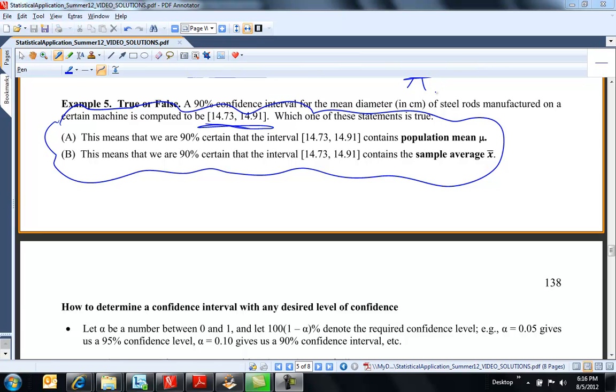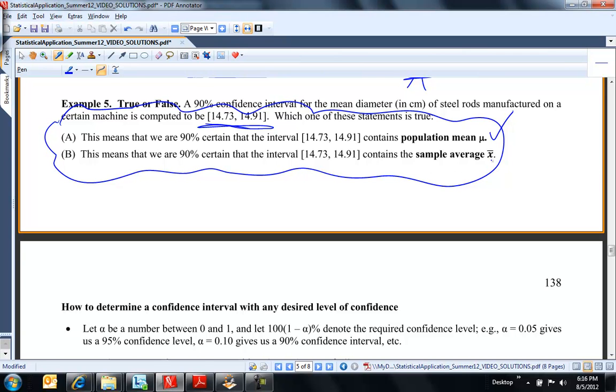We were doing example 5, and I had built a true and false question. I built a 90% confidence interval for the mean diameter of steel rods. Let's say this is the confidence interval. The question is, which one of these statements is true? This means that we are 90% certain that the interval contains the true population mean mu. That is correct. And no, this means there's a 90% chance that the interval contains the sample average.